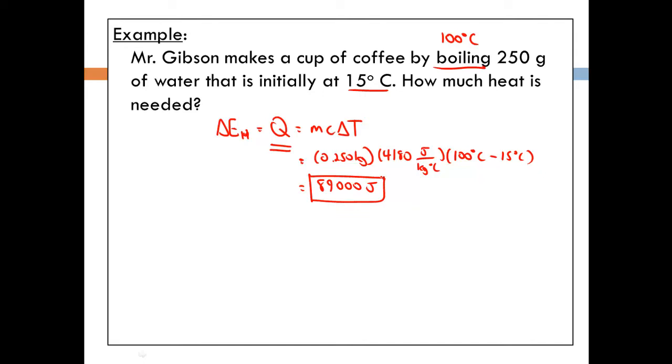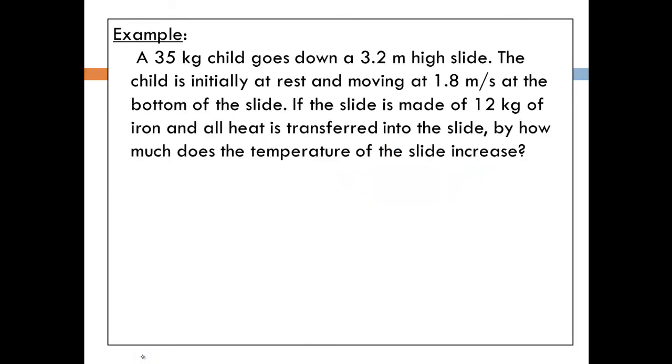So again, for the most part, these are plug and chug type equations. You just need to know what some of these terminologies mean. Certainly boiling would be one. And of course, knowing the specific heat capacity is certainly useful. Let's do a question that seems inherently slightly harder, but is really not that bad. A 35 kilogram child goes down a 3.2 meter high slide. The child is initially at rest and moves at 1.8 meters per second at the bottom of the slide.